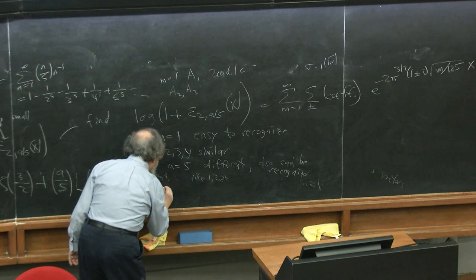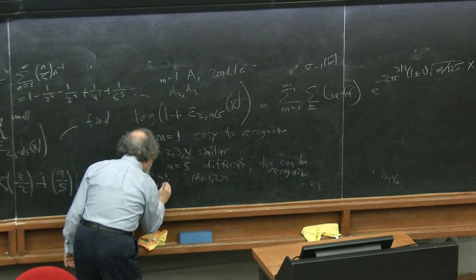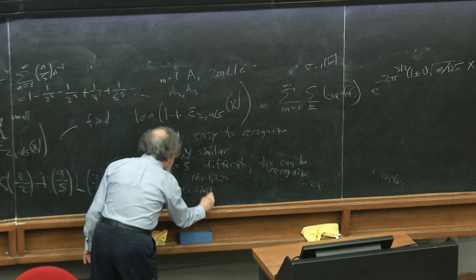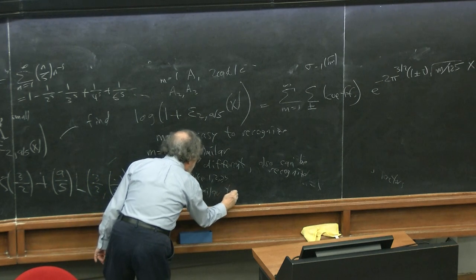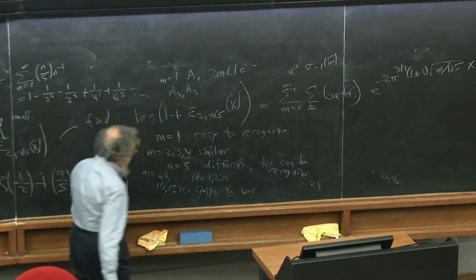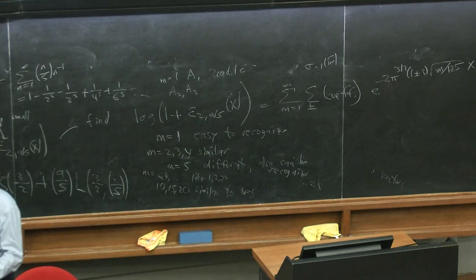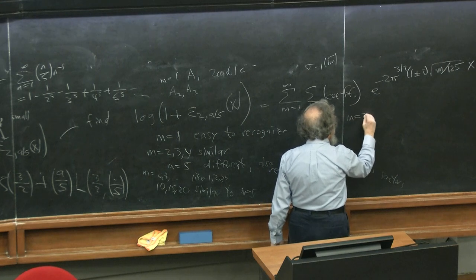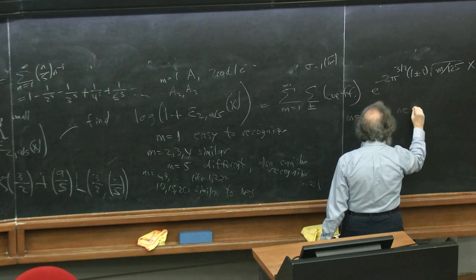And similarly, 10, 15, and 20 are similar. I mean, they're a little different. But once you've recognized 5, it's easier to change things and to guess what you do. So then I thought, I'm done. Now 25, and there are just two kinds of terms. After all, 5 is a prime. But then, unfortunately, 25 is new again.